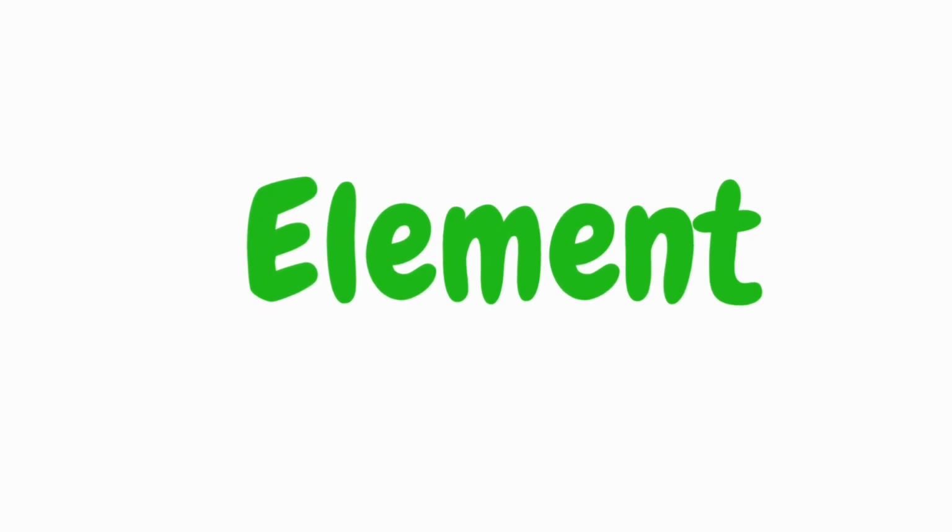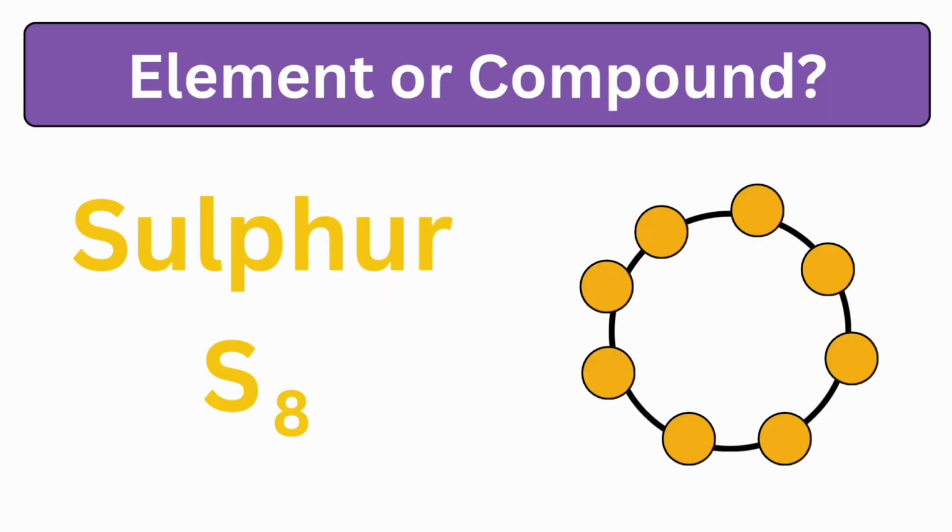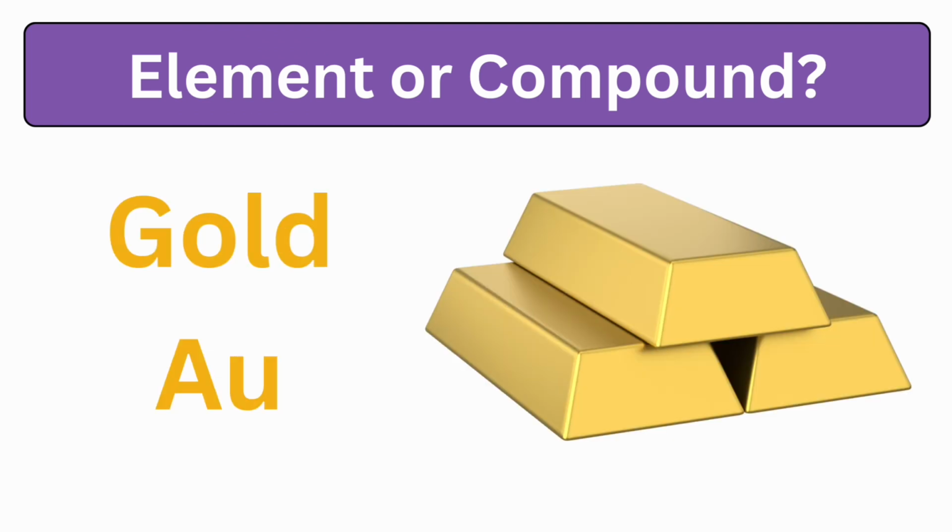You can find it in the periodic table. The formula also tells us that sulfur is an element because it contains only one capital letter. It contains an S followed by an 8, which tells us that there are 8 atoms of sulfur all joined together. Here's our second example, gold, which has the formula Au.